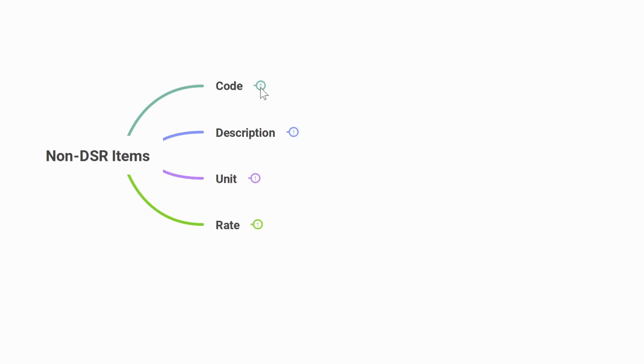Now, when it comes to code for a non-DSR item inside Costimator, this is going to be an automatic process. You do not have to do anything. Costimator will take this work upon itself. You will have to provide the description for it, and you as the user will have to provide the unit for it. So when it comes to rate, we actually have to create the analysis of rate, and this analysis of rate has to be created by the user in most of the terms.